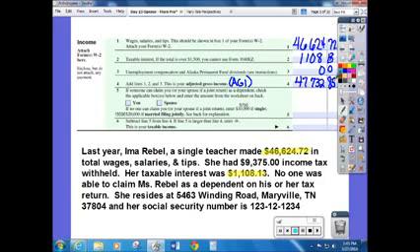Now, line 5, it says, if someone can claim you or your spouse, if a joint return, as a dependent, check the applicable boxes and complete the worksheet on the back. That is not the case for her, because it says in our instruction, no one was able to claim Miss Rebel as a dependent on his or her tax return.